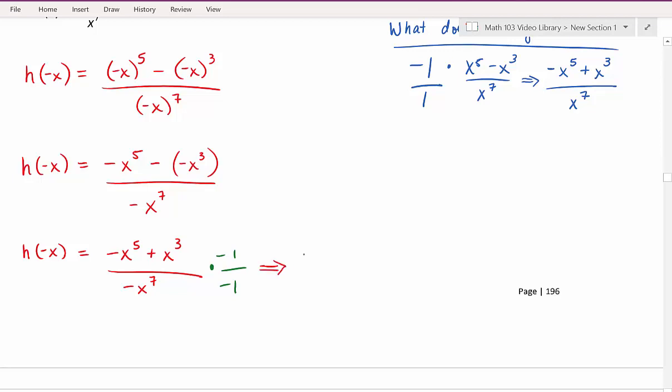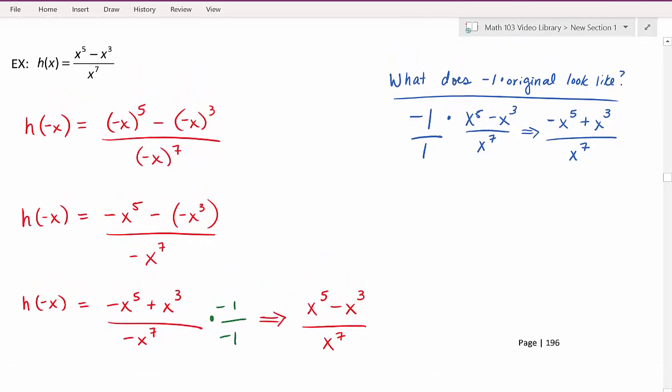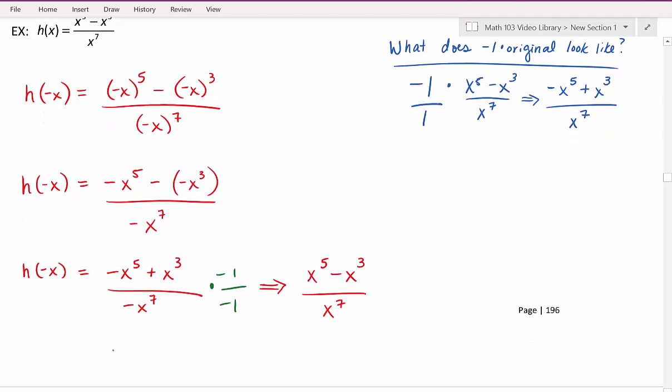When we do that, we're going to get x to the 5th minus x to the 3rd over a positive x to the 7th. When we compare that to the original, look at that. It is the original. h of negative x is equal to h of x, which tells us that this function is even.